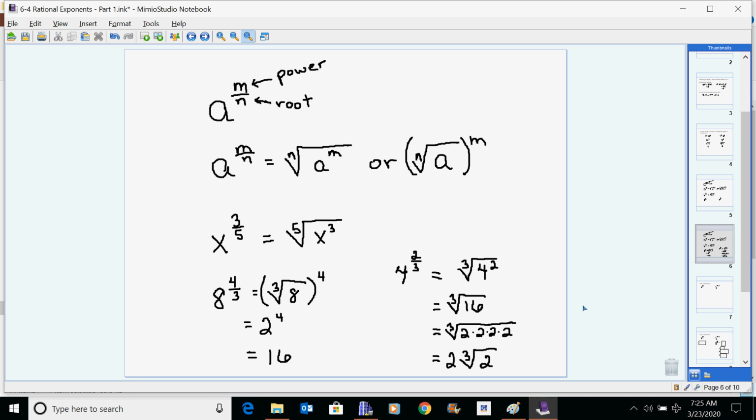So once again, depending on what problem it is, look at your denominator, figure out which root that is, which index it is. Ask yourself, is this an easy solve? If it's an easy solve, do the root first, then the power. If it isn't, then do the power first and then the root.